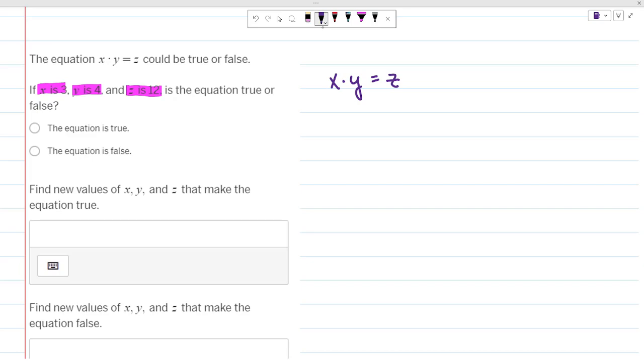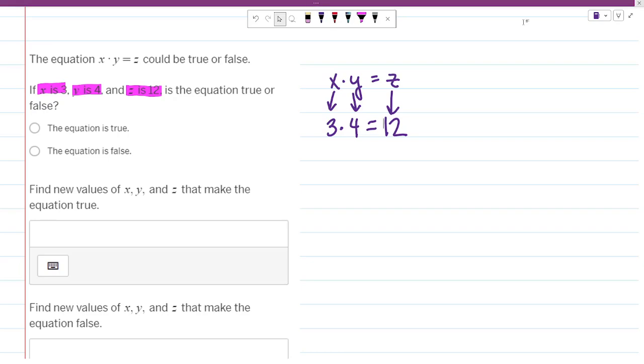Write this down in your notebook. 3 times 4 equals 12. Again, it's because of where these variables go. So if this equation is true, then this statement would be true. So if 3 times 4 is 12, that means the equation x times y equals z is true for these values. If 3 times 4 equals 12 is false, then the equation is false for those values. So go ahead and make your decision on that question.